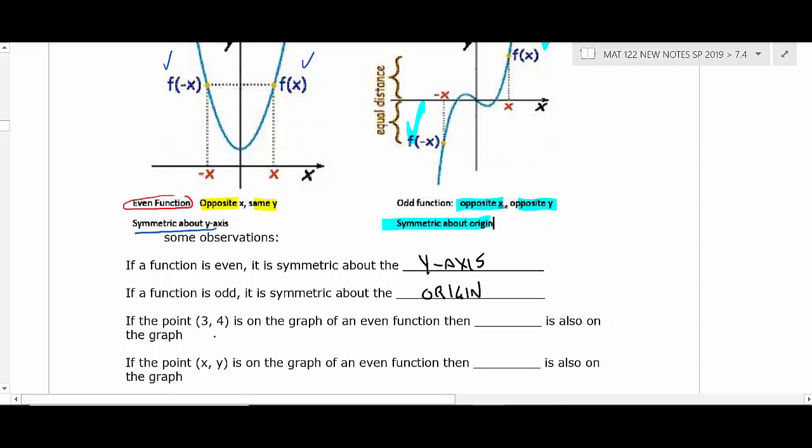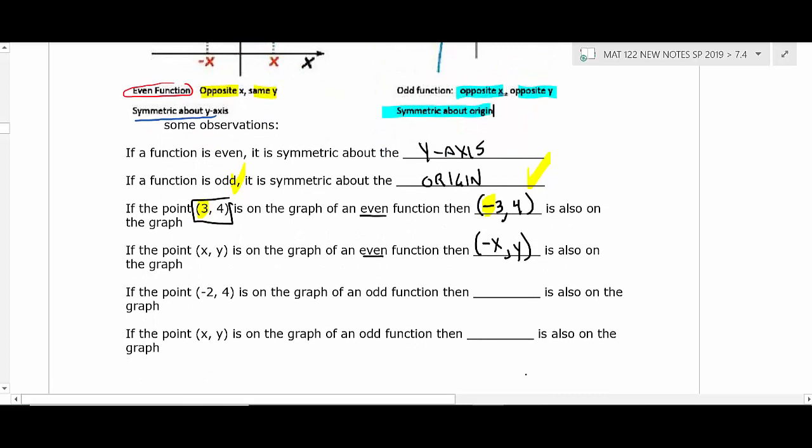If the point 3, 4 is on a graph, and it's an even function, well, what that means is opposite x gives same y. All right, so that's what an even function is. Every time you have an opposite x, you have the same y. That's real simple. That's the idea. And in general, if you have a point x, y on the graph and the function is even, then it just means when x is opposite, y is the same. All right, so that's what's meant by an even function.